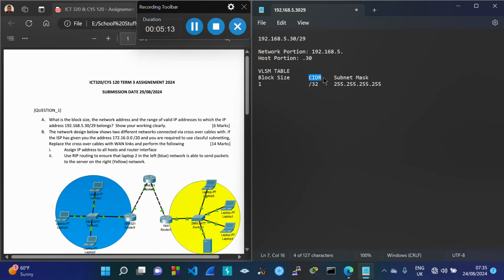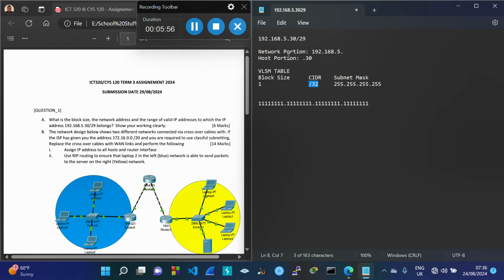We said these are the number of ones in a network. Since we have 32 ones, I'll write them out: 1 2 3 4 5 6 7 8 dot, 1 2 3 4 5 6 7 8 dot, 1 2 3 4 5 6 7 8 dot, 1 2 3 4 5 6 7 8. Now we have four portions, and each portion has 8 bits. So 8 times 4 gives 32 ones in a network.